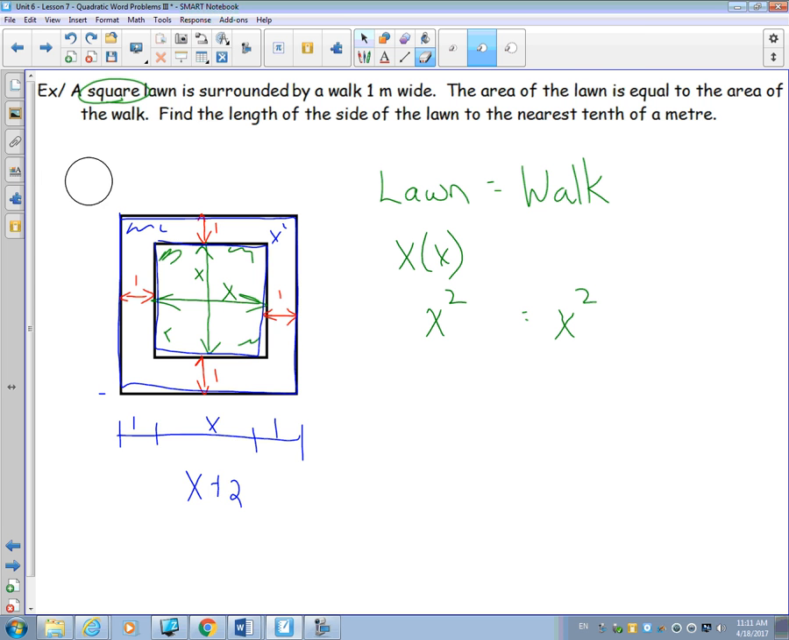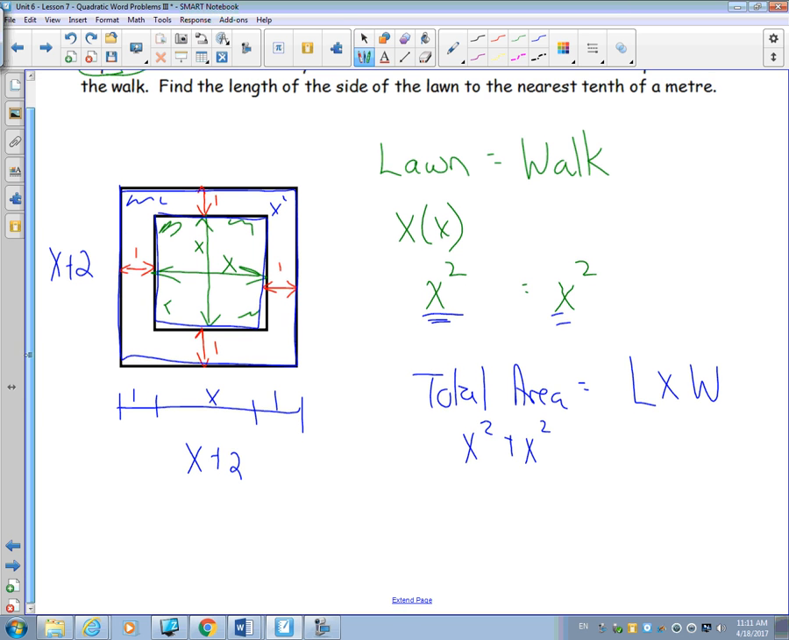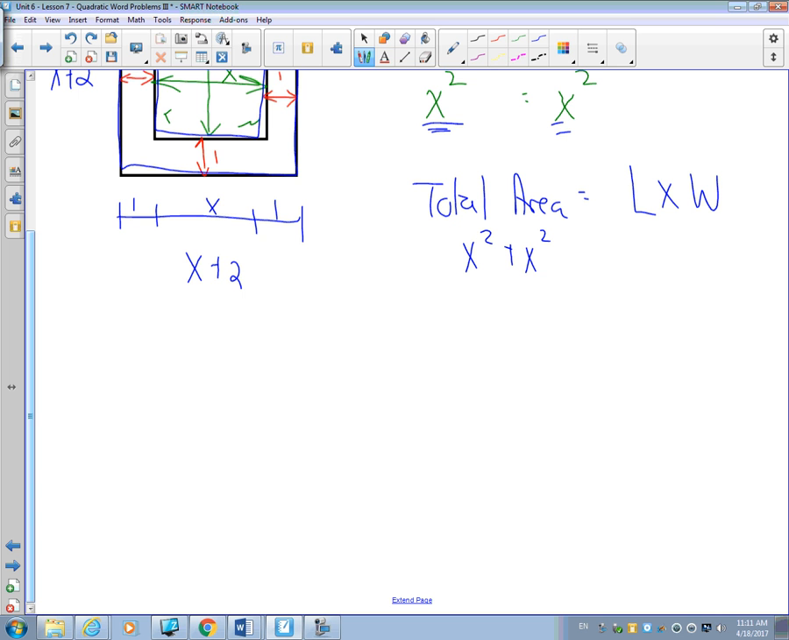Well, the area of the whole thing, so rectangle or square, the total area is length times width. Now, what's the total area? Well, it's made up of the inside shape, the lawn, plus the walk. So in other words, x squared plus x squared. And the dimensions, the length of the whole thing, sorry, are x plus 2 and x plus 2.